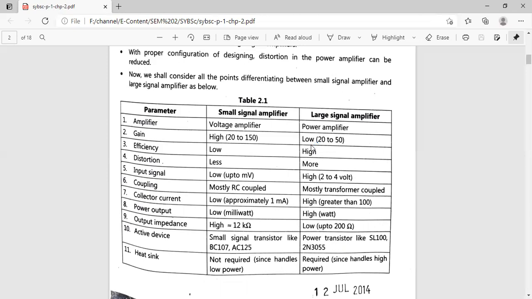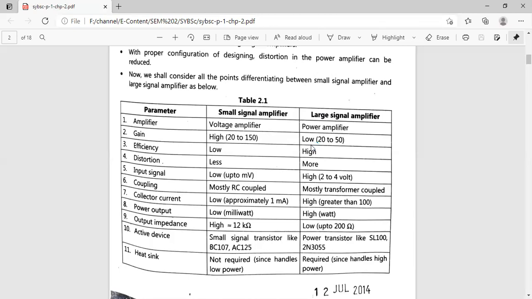After that, we have the active device. Small signal transistors like BC107 and AC125. We have seen the transistor being used as an amplifier circuit, that is why we use these active devices in small signal amplifiers. In a power amplifier, we use power transistors, for example SL100 or 2N3055. And the heat sink is very important. In a small signal amplifier, we are amplifying the voltage, so there is no excessive heat produced inside the circuit, and in that case we don't actually need a heat sink.